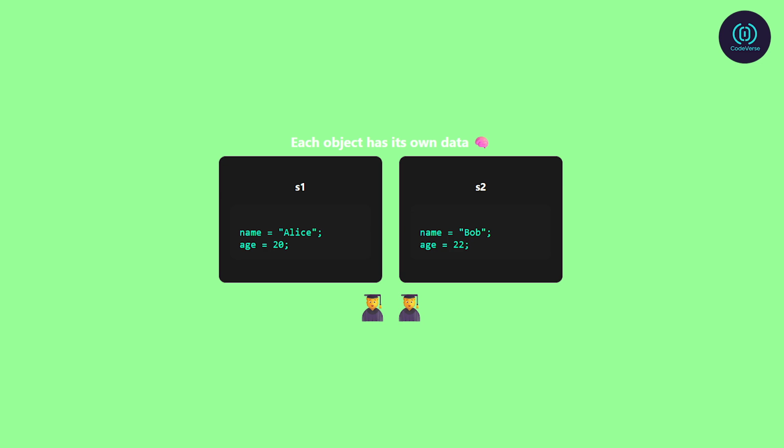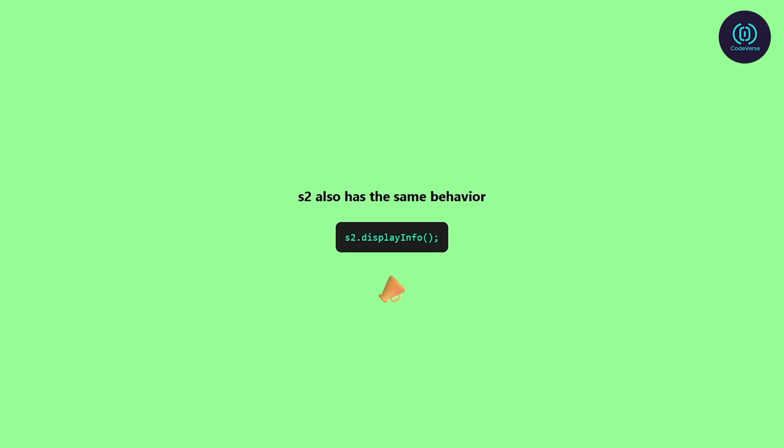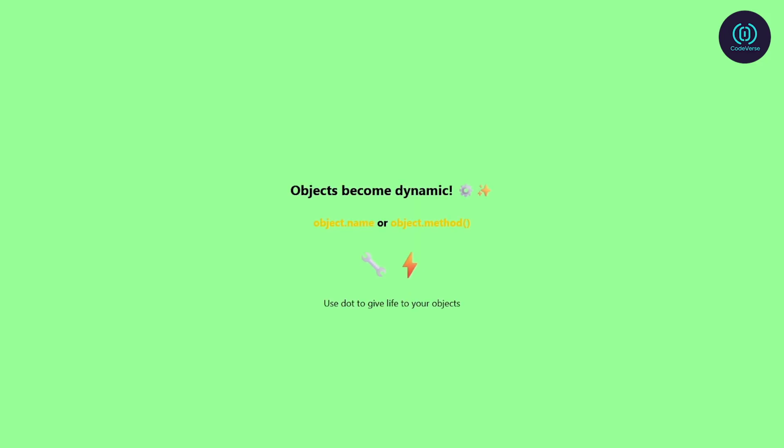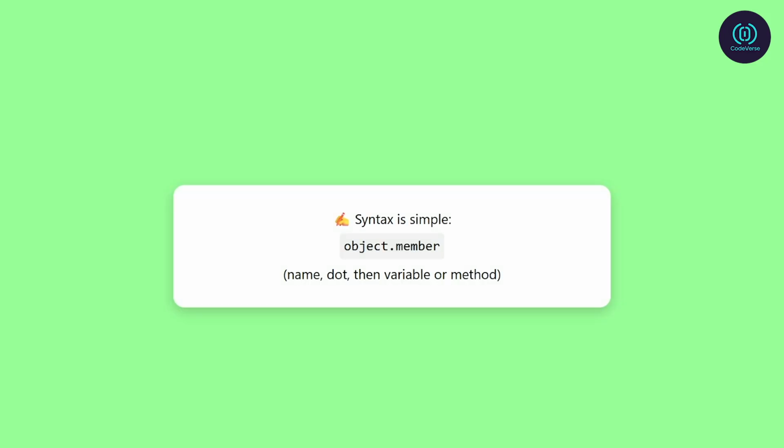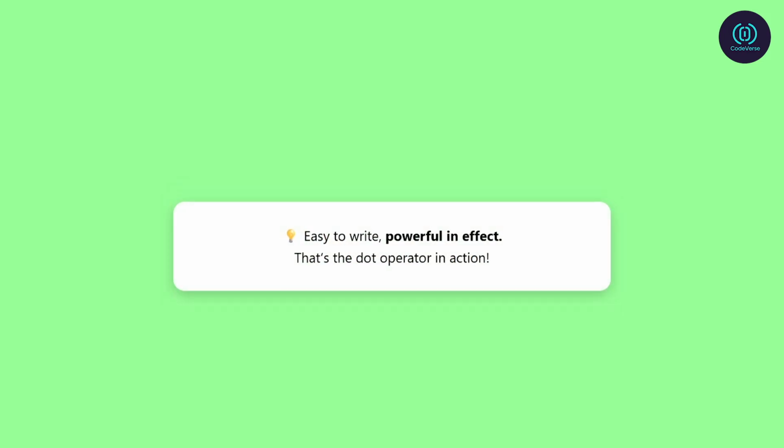You can even call the method right after assigning the values. s2.displayInfo, this prints out the info for Bob. Using the dot operator is how we give life and action to our objects. They're no longer blueprints. They're active, dynamic pieces of your program. Remember, the object's name comes first, then a dot, then the variable or method. Easy to write, powerful in effect.